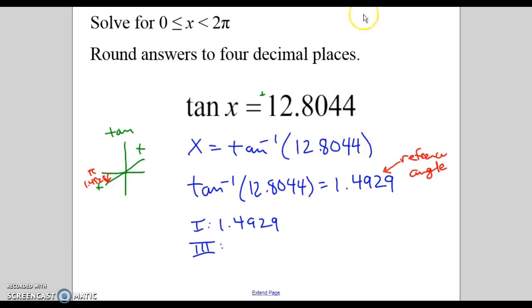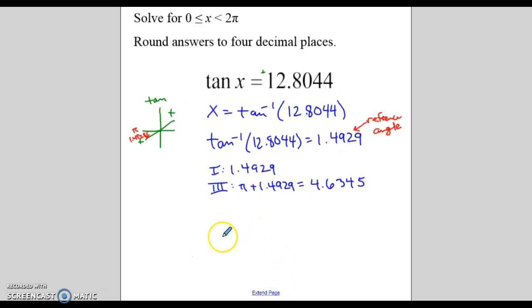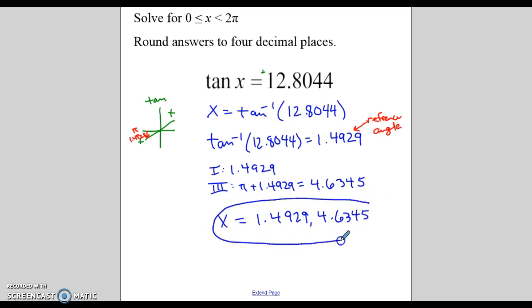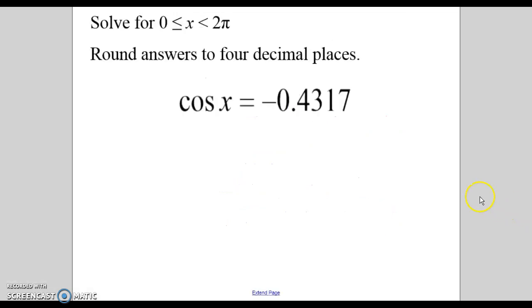So this angle right here is 1.4929 larger than pi. So to find where that angle is, I do pi plus 1.4929. I do pi plus my reference angle. You type that into your calculator and get 4.6345. I'm going to 4 decimal places with all these answers because the directions say to go to 4 decimal places. Make sure you're paying attention to and following the directions about rounding. 1.4929 is my first answer, and 4.6345 is my second answer. And there it is. Let's take a look at another example.